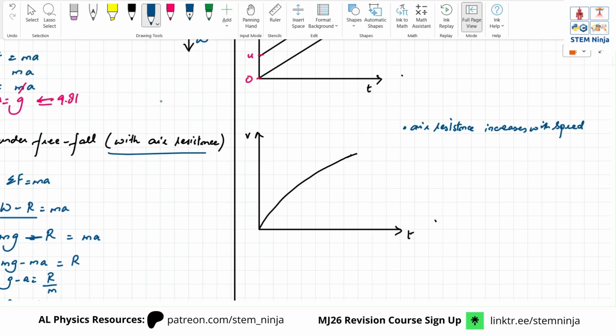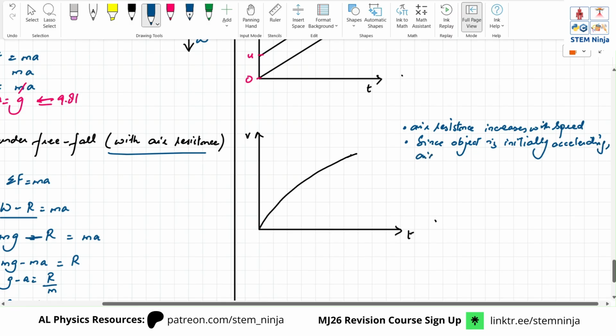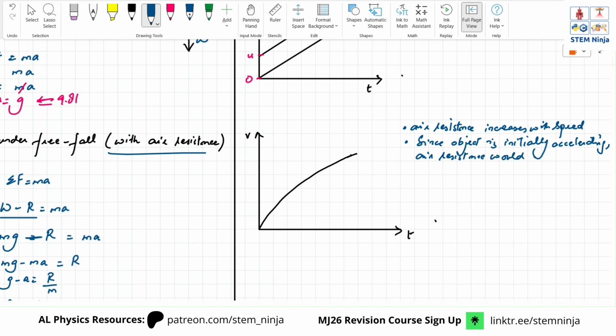So because the object is accelerating, air resistance would increase. Since the object is initially accelerating, air resistance will build up fast, or would build up fast.